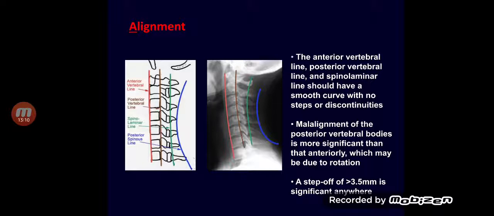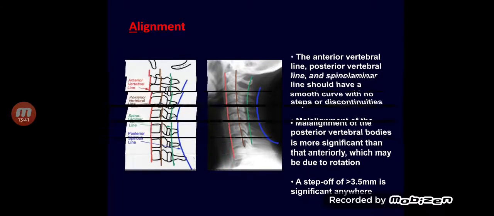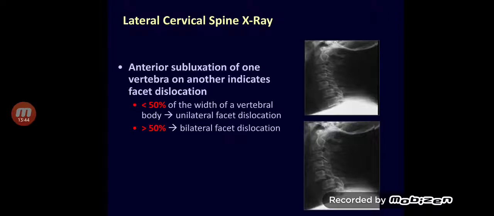In the alignment, you have to see that all the vertebral bodies and all the compartments are well aligned. You have to draw what we call the anterior vertebral line, the posterior vertebral line, and the spinolaminar line. They should always have a smooth curve with no steps or discontinuities. Malalignment of the posterior vertebral bodies is more significant than that which happens anteriorly, which may be due to rotation. A step of more than 3.5 millimeters is significant anywhere. So in the lateral cervical X-ray, it's very important to look at the alignment to exclude any anterior subluxations.